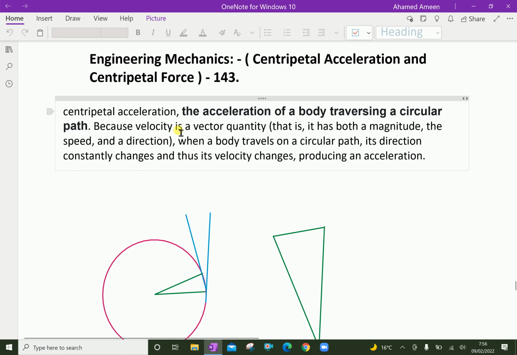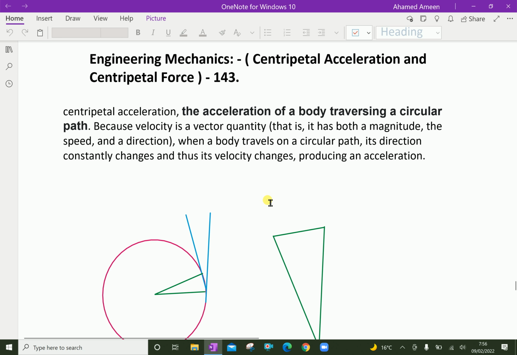Centripetal acceleration is the acceleration of a body traversing a circular path. Velocity is a vector quantity, that is, it has both magnitude and direction. Speed is only the magnitude. When a body travels on a circular path, its direction constantly changes and thus its velocity changes, producing an acceleration. Even at a constant speed, the direction changes everywhere, so velocity is considered a vector quantity.